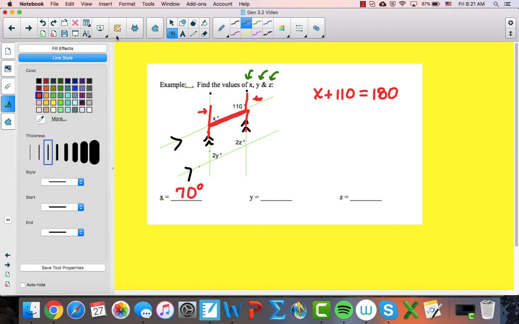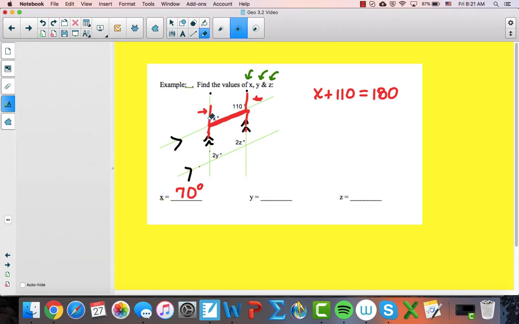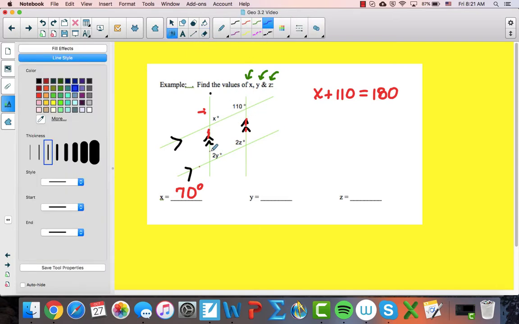Okay, I'm going to erase that part so that it's not in my way anymore. Now I'm going to move on to y. Okay, so because there's two sets of parallel lines, I have to be very careful. Now I know that this is 70 degrees. I'm going to write it in for myself. And now I'm looking at y. So I highlight the sides of y, and I see that if I extend it, then these are the parallel lines.